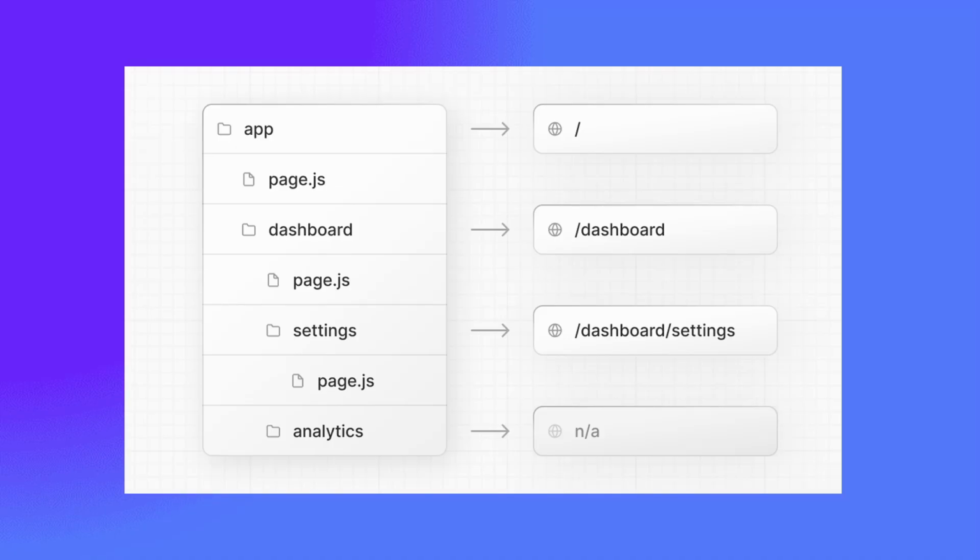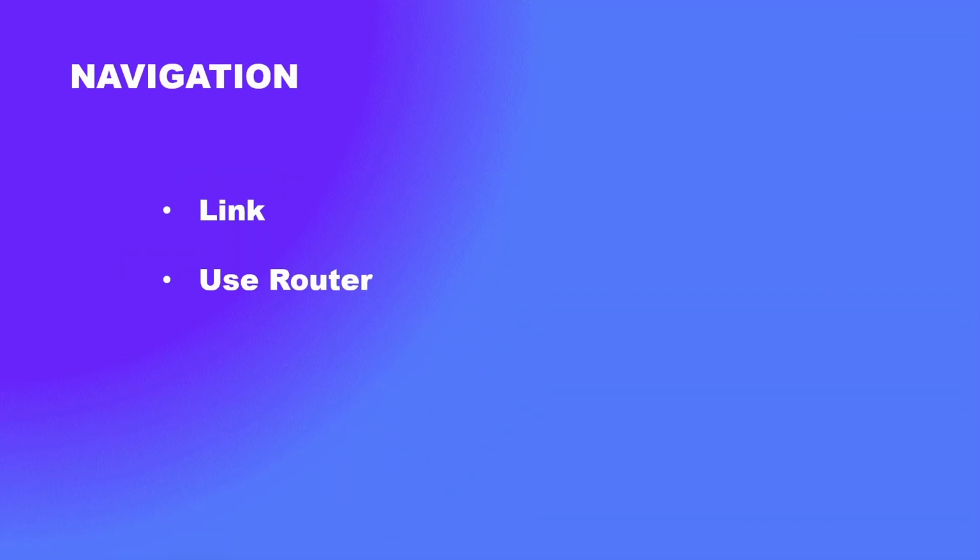To overcome the issue, we are going to navigate in two methods. One is link component, another one is use router. Link component is used to directly navigate to the destination folder through the click. Use router is used to navigate to the destination using a function. Let me explain with the example so you can understand properly.